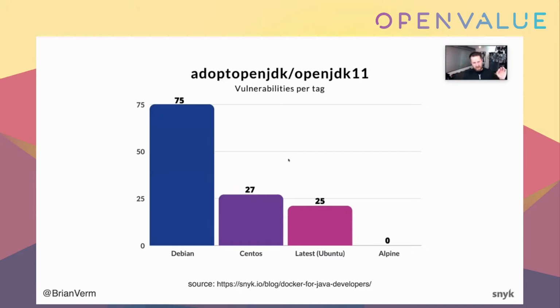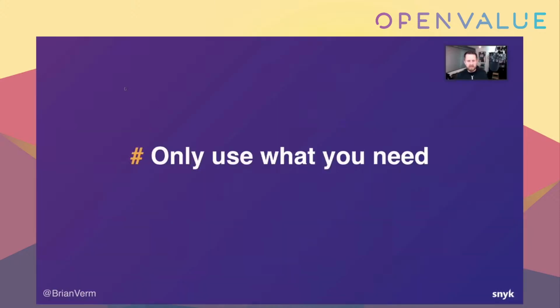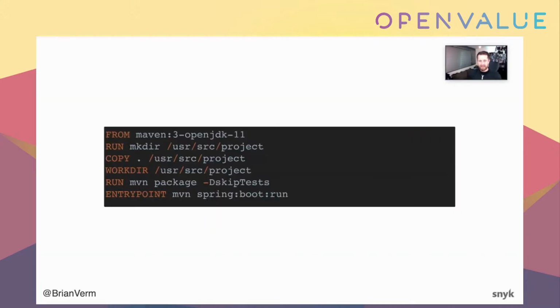So from that, we know that we need to investigate what we base our stuff upon. But then we only need to use what we actually need. And that sounds obvious again. But let's go to a very naive way of building a Docker image. Like this.